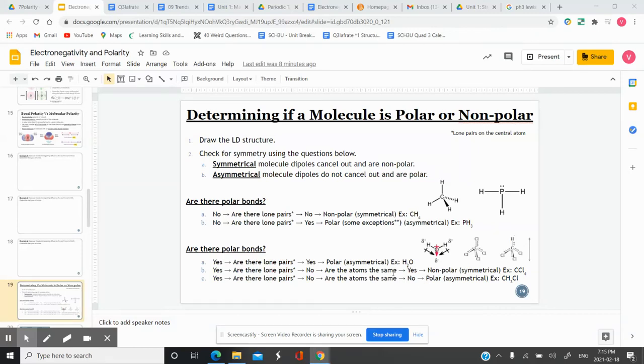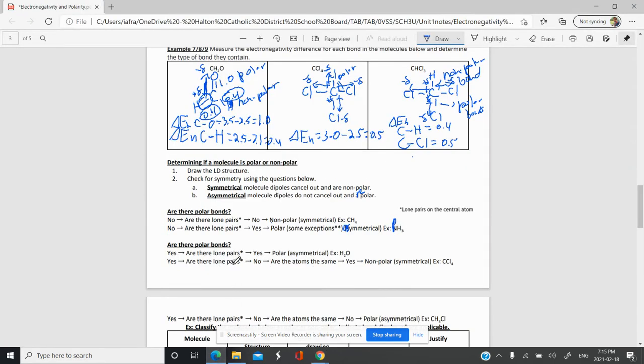In this video, we're going to take a look at how to determine if a molecule is polar or nonpolar with the help of VSEPR theory. So, in general, when you are given a molecule and you want to figure out if it's polar or nonpolar, the first thing you need to do is draw its Lewis dot structure, and then you need to use VSEPR theory to figure out its shape.